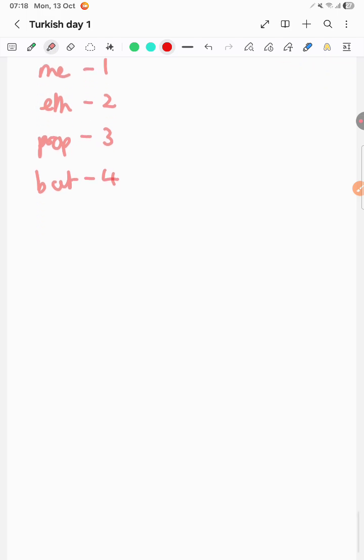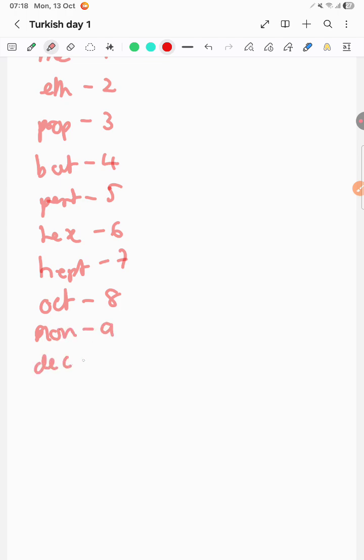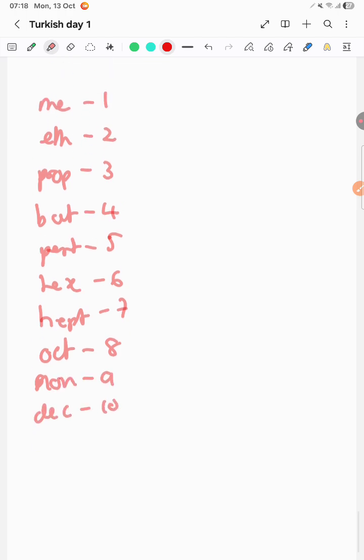So meth, 1. Eth, 2. Prop, 3. Bute, 4. Pent, 5. Hex, 6. Hept, 7. Oct, 8. Non, 9. Dec, 10. All right. So I think as long as you remember the first 5, you generally should be okay. All right. Let's move on.